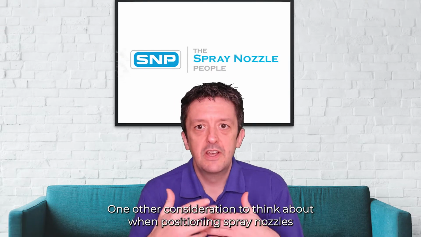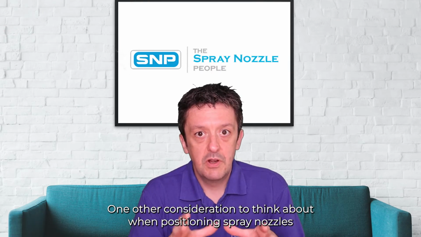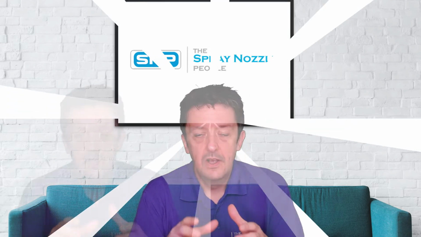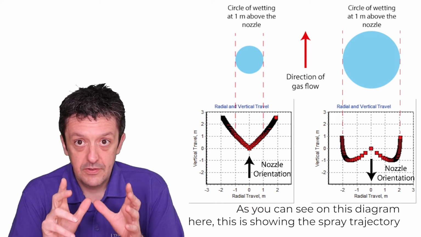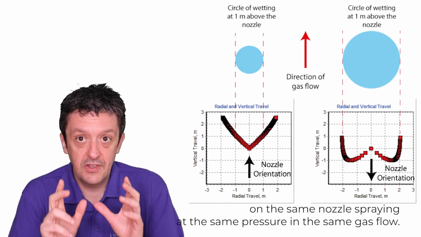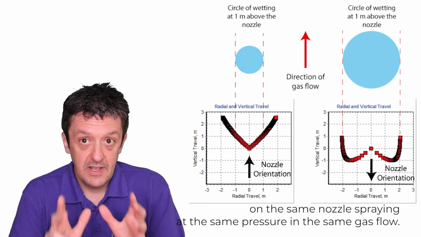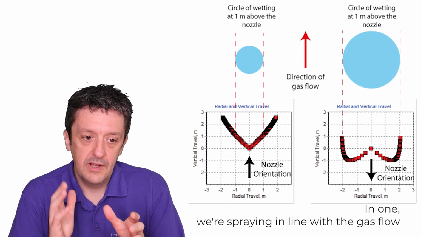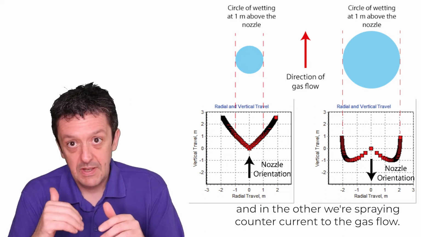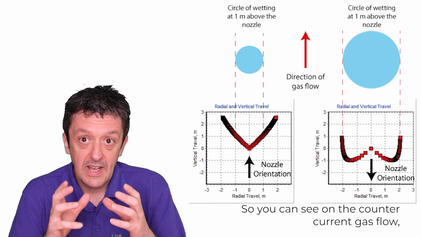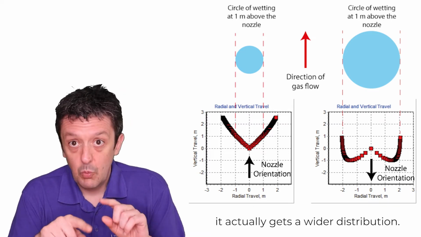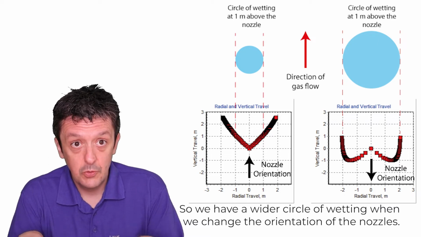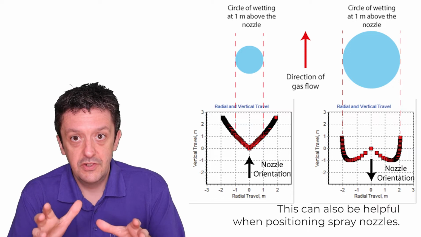One other consideration when positioning spray nozzles is whether to spray them counter current or in line with the current of the gas flow. You can see on this diagram the spray trajectory for the heavier droplets on the same nozzle spraying at the same pressure in the same gas flow, but the orientation of the nozzles is different. In one, we're spraying in line with the gas flow, and in the other, counter current to the gas flow. You can see the counter current gas flow actually gets a wider distribution. So we have a wider circle of wetting when we change the orientation of the nozzles. This can also be helpful when positioning spray nozzles.